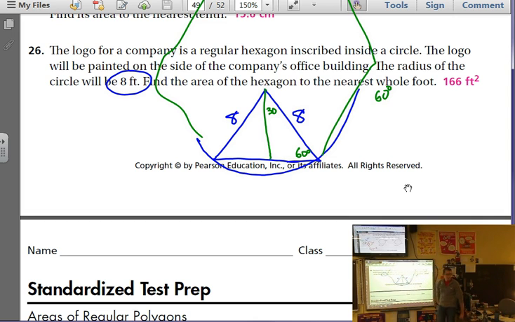How can I use knowing my hypotenuse to derive one of the other pieces? Caleb, you beat her to it?